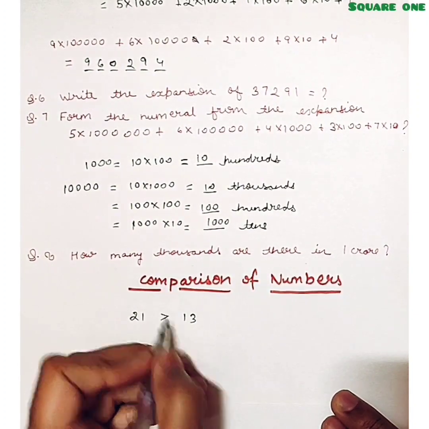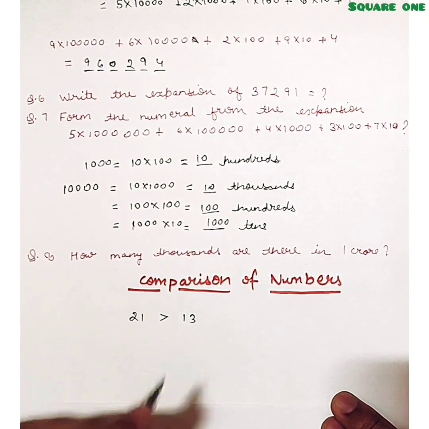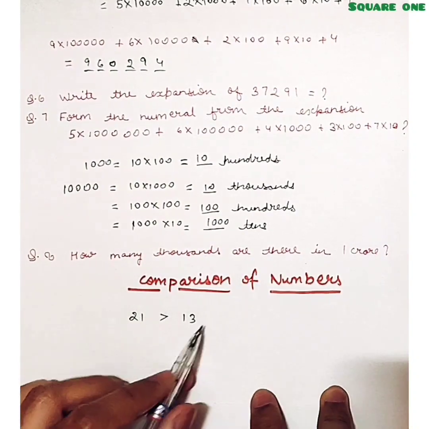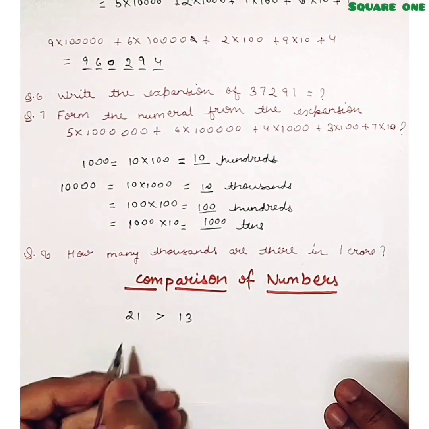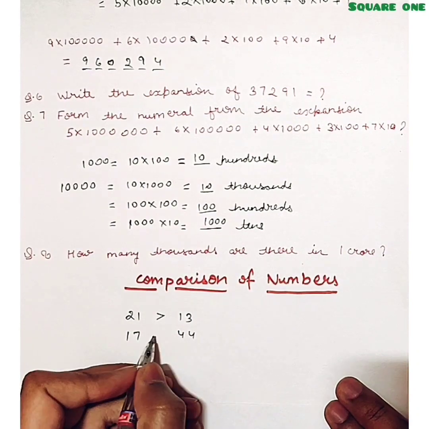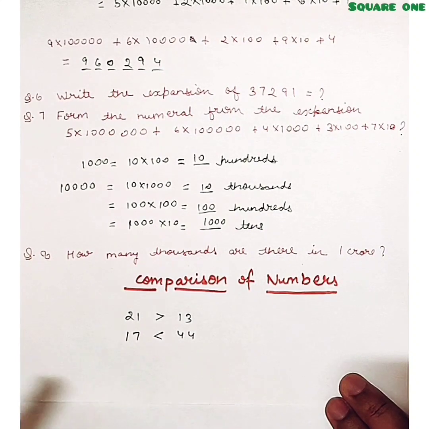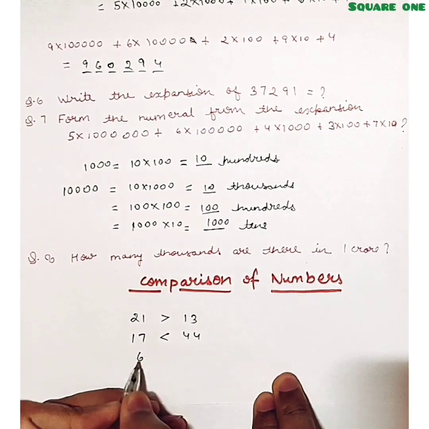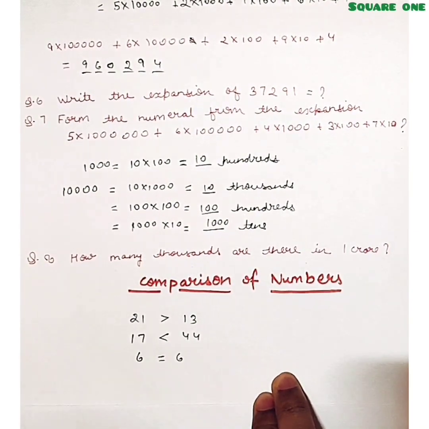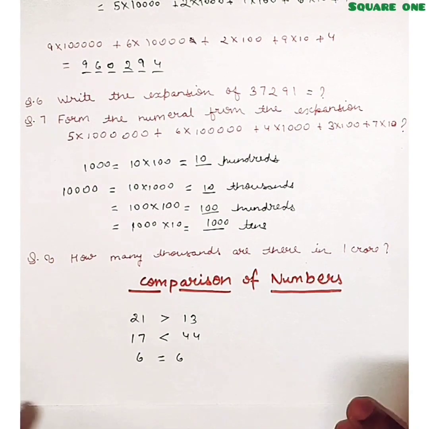Let us see that 21 is greater than 13. Or we can say that 13 is smaller than 21. But we give importance to the number written on the left, so we will call it as 21 is greater than 13. Now another numbers that we take are 17 and 44. We see that 17 is smaller than 44, or we can say that 44 is greater than 17. But as I have said, we will call it as 17 is lesser than or smaller than 44. Now this 6 and 6, we'll use a simple equal to sign, that 6 is equal to 6. So this is how we use greater than, lesser than and equal to signs while comparing numbers.